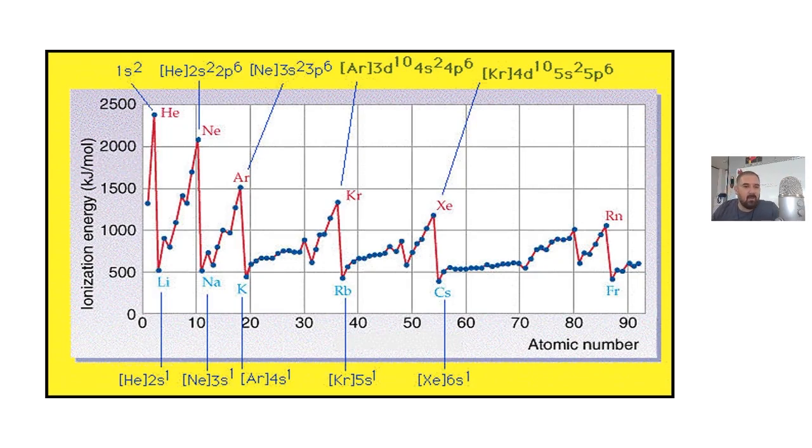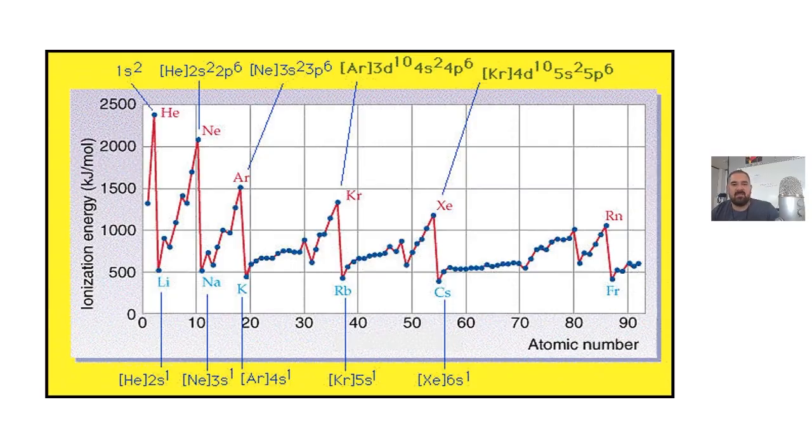The ones with the lowest ionization energy are going to be the group 1 elements. So you can see that lithium is very low, which means it's very willing to give up its electron. Sodium is also very low. Potassium is lower than both of them. Rubidium is lower. Cesium is lower. And then francium is going to be the lowest.